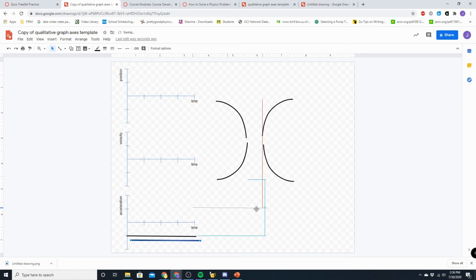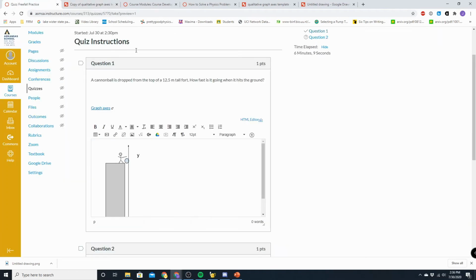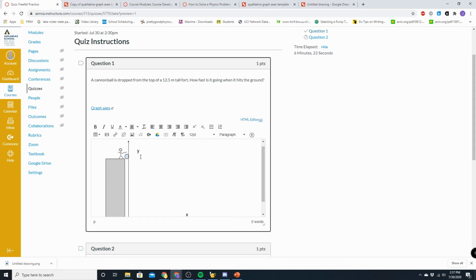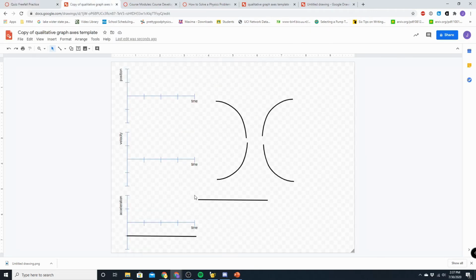Okay, what does velocity look like? Well, the problem says that we drop the cannonball. Drop implies that the velocity is starting at 0. So our velocity is going to start at the 0 mark. And as it's falling, it's going to be moving faster, but downward in the negative direction. So the left point needs to start there, and then as we progress, it needs to be moving more and more negative.